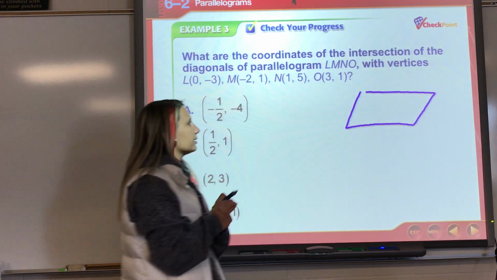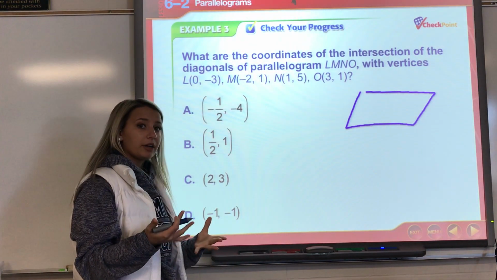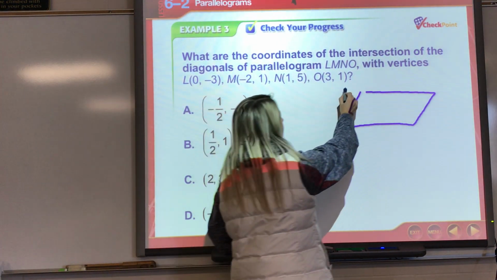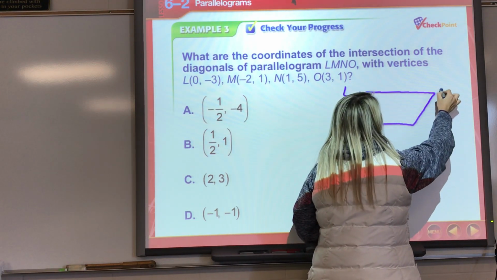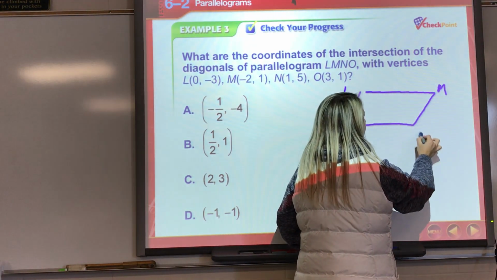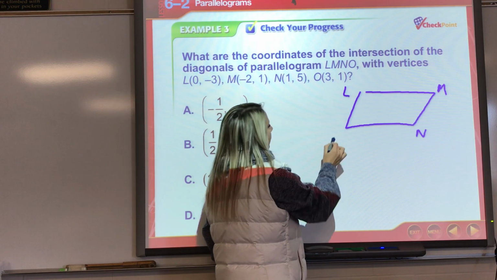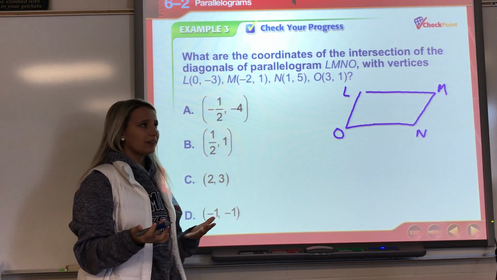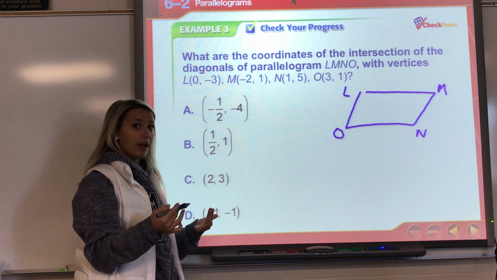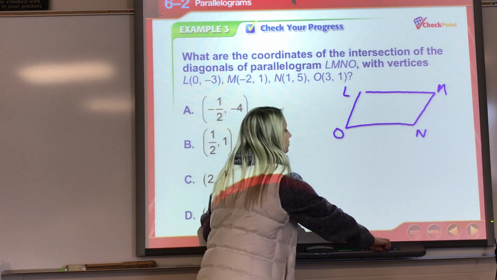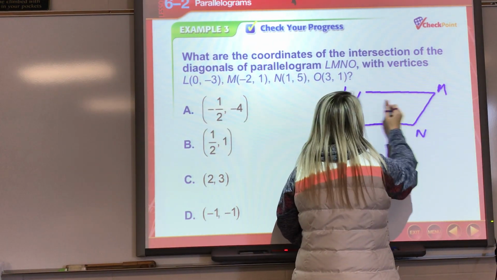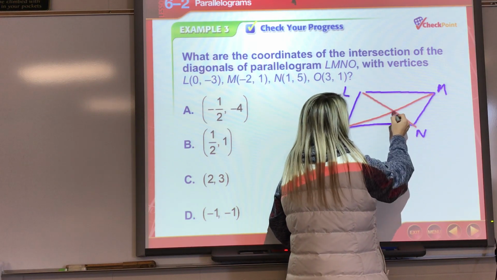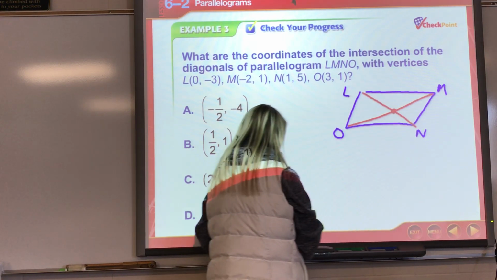Oh, that wasn't good. Okay, we've got to label it correctly, right? So I'm going to start up here with L, over here with M, and that's an M, sorry, and O. Okay, so now we're finding the midpoint of either LN or OM. We're finding that point right there.